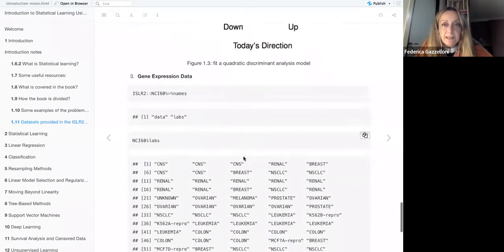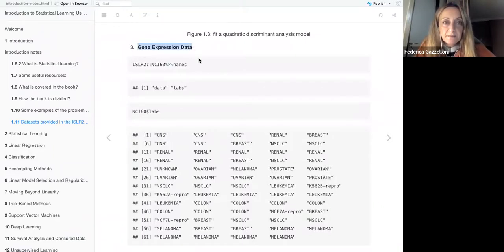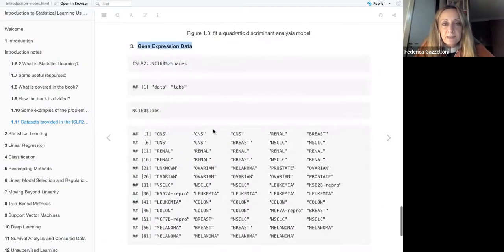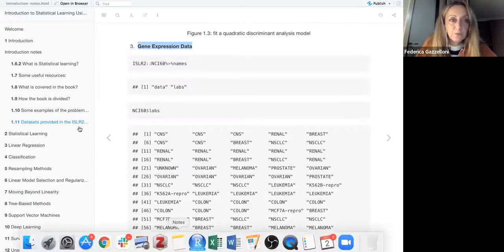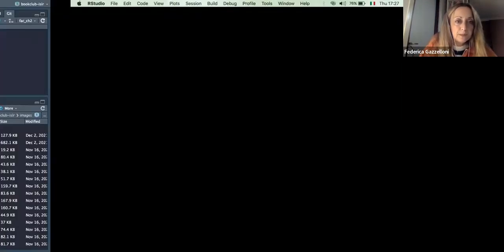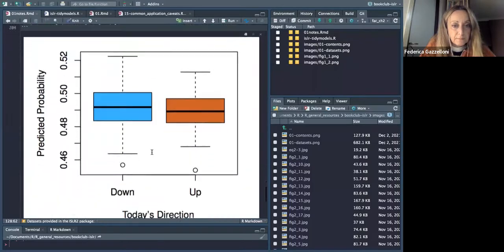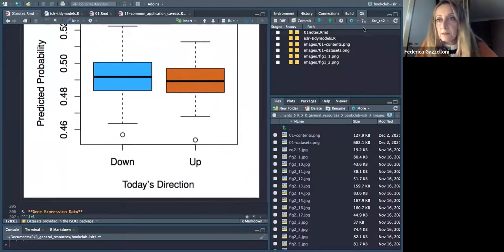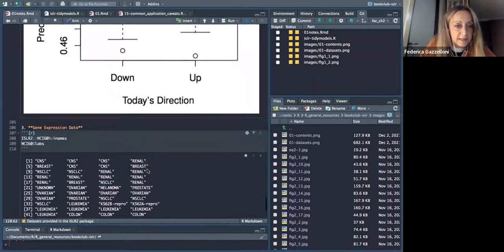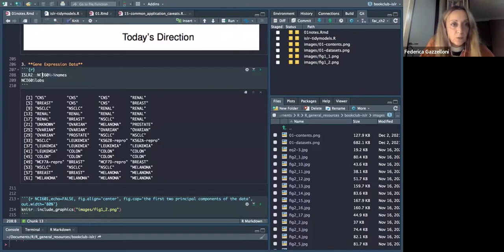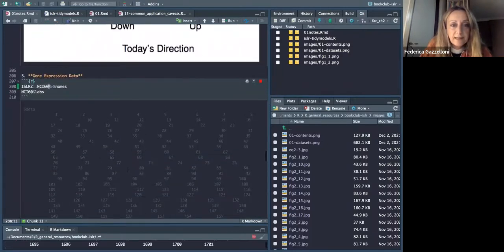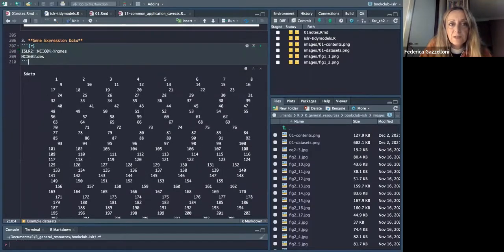Then finally, the third set is a gene expression data. And you cannot access this data as you access all the other ones. I'll show you what that is. This is the data set, which is this one here, and you cannot access it by selecting the column names as you always do, because it's not a data frame.